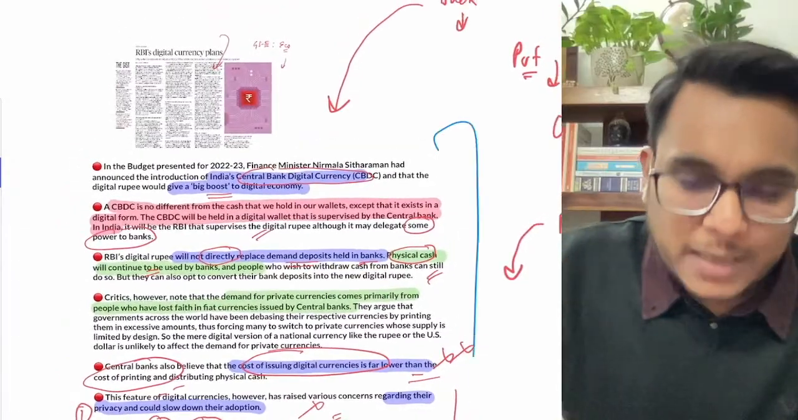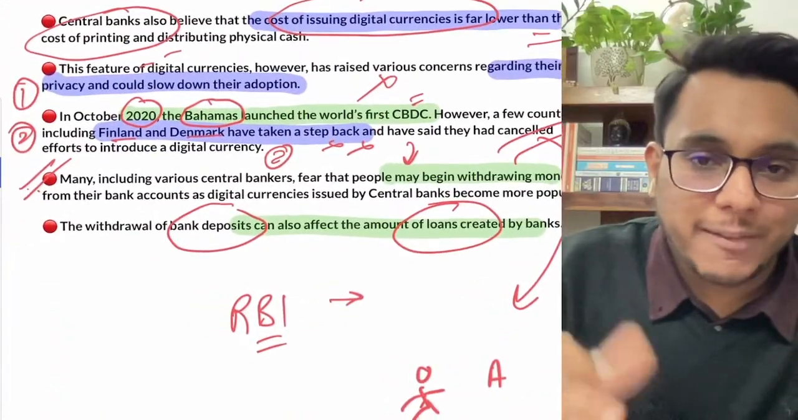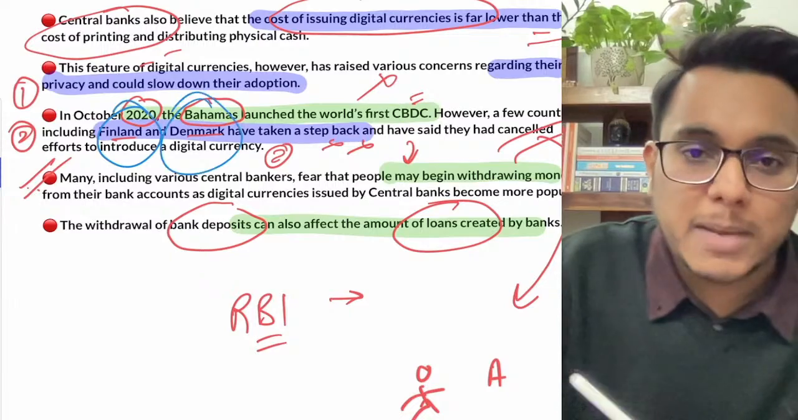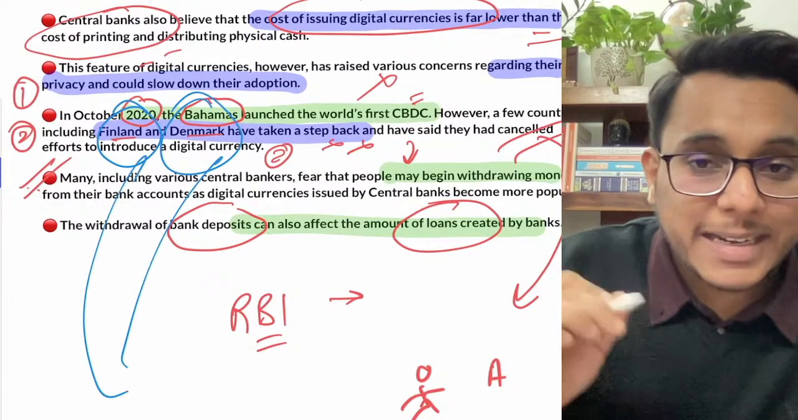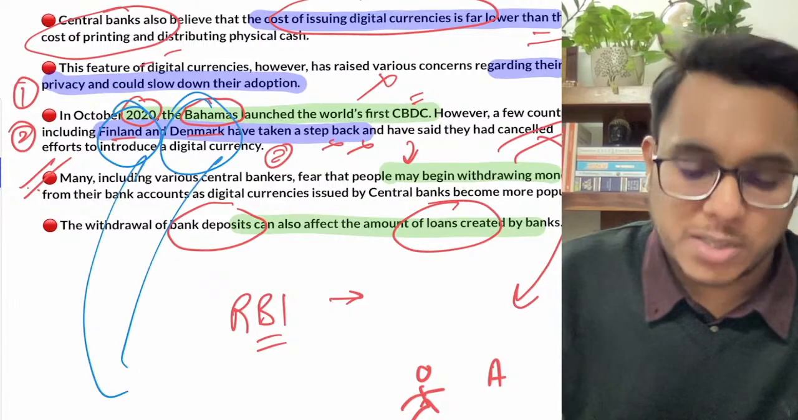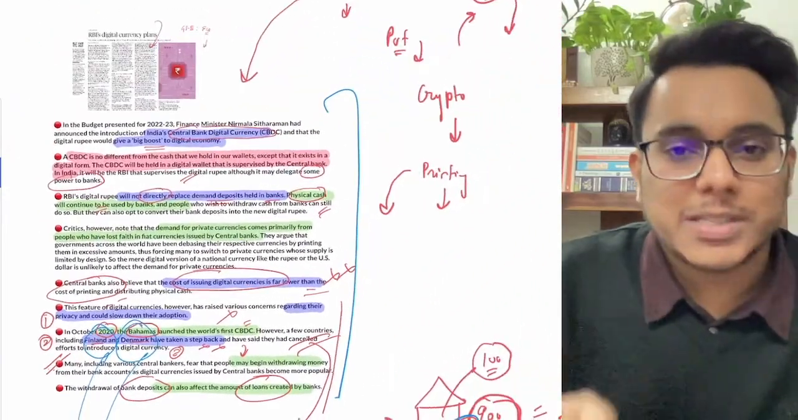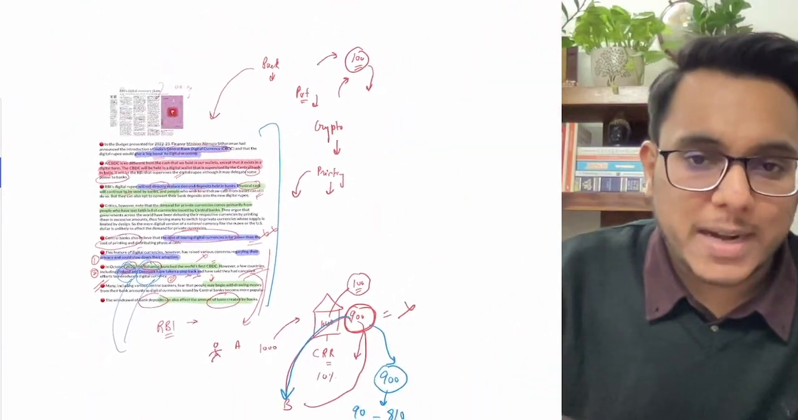So all these are the issues, and Finland and Denmark have found these issues very problematic, and they cancelled the plan for this digital currency. Is it clear? So this is, guys, the entire issue in this particular direction.